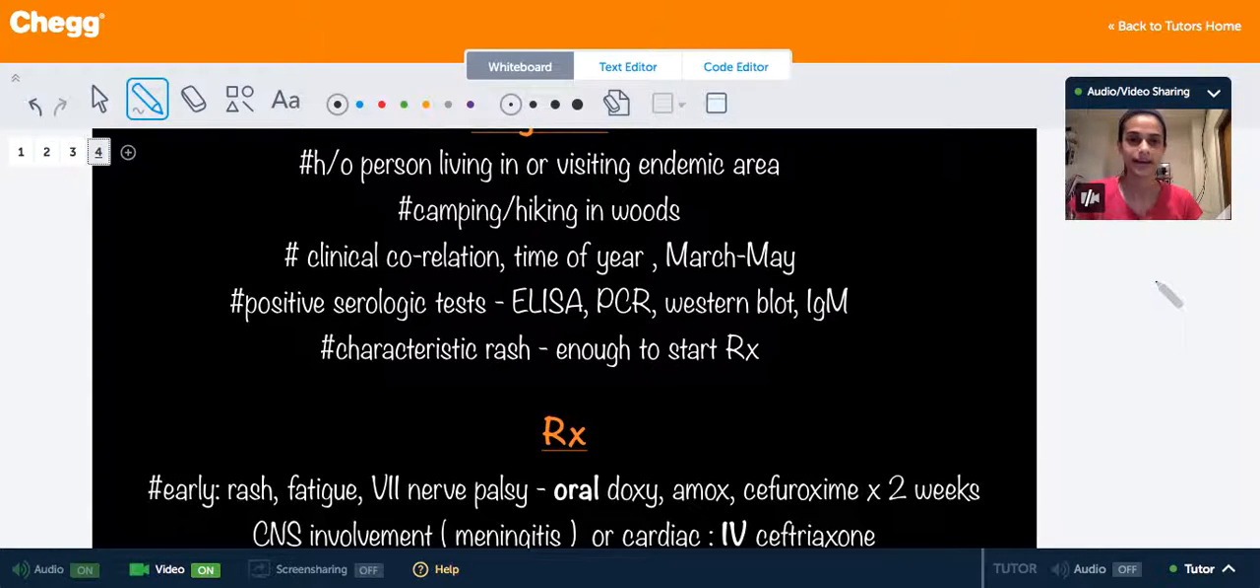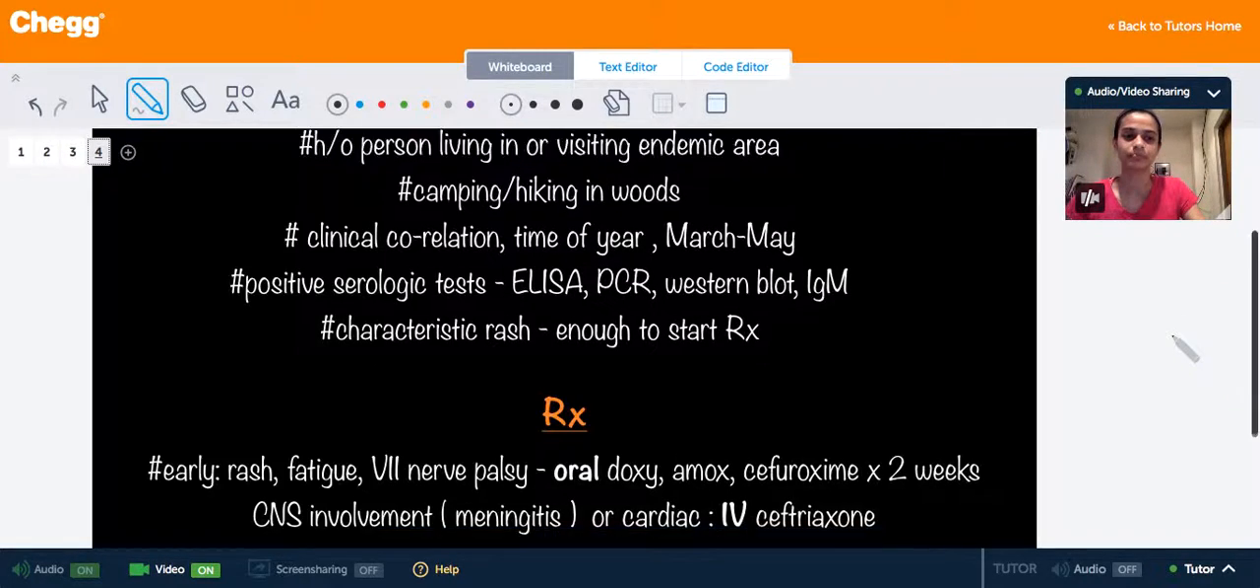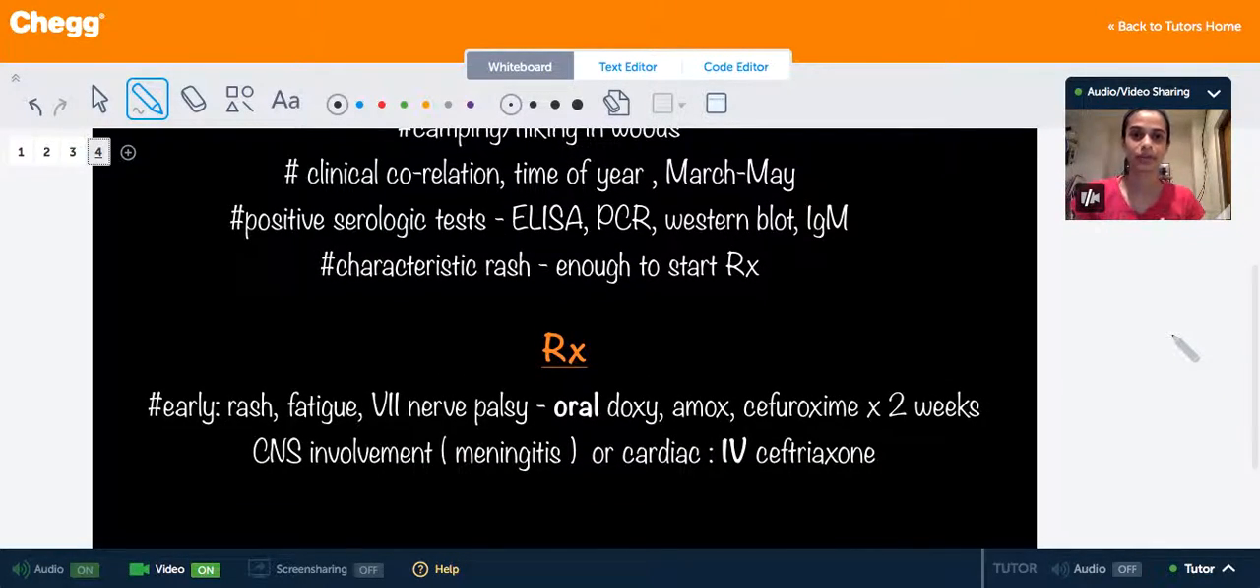So once you've diagnosed Lyme disease, how are you going to treat it? For the earlier, less complicated, less severe manifestations of Lyme disease, you're going to basically use oral antibiotics, mainly doxycycline, amoxicillin, or cefuroxime, for about 2 weeks. Now, when you have more severe presentations of Lyme disease, when you have cardiac involvement, or central nervous system involvement like meningitis, in that case, you're going to use intravenous antibiotics, preferably IV ceftriaxone.